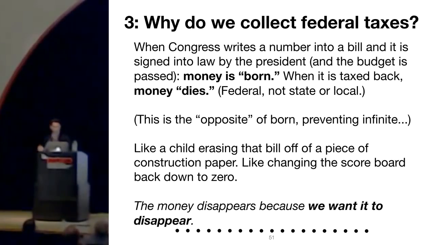On the opposite side, when it is taxed back, it dies. And again, I want to emphasize we are only talking about federal level, not state, not local. So taxes are the opposite of money creation. And if you think about it, it has to have an opposite. Otherwise, we're going to accumulate infinite money and lose control very quickly. So taxing is like a child erasing that bill off of a piece of construction paper. It is like ticking down the score on a scoreboard to 0. The money disappears because we want it to disappear.